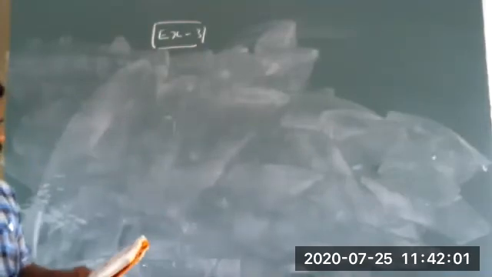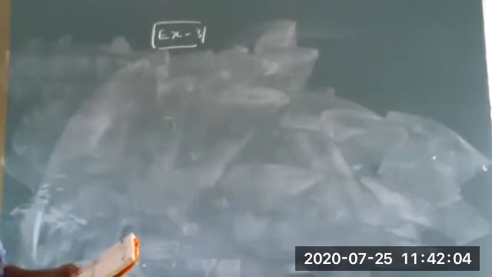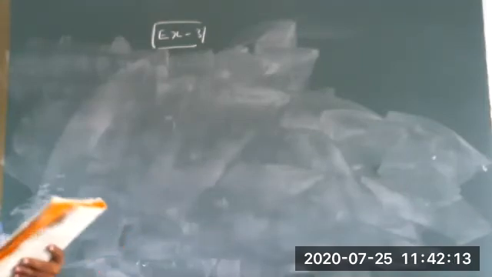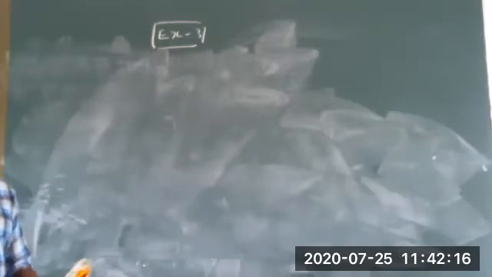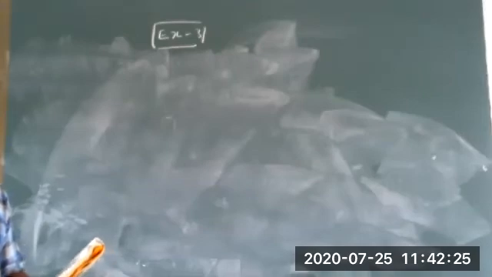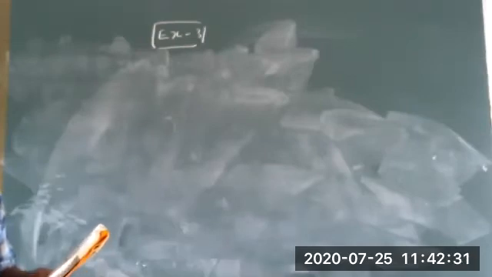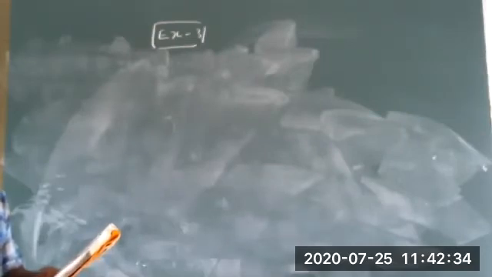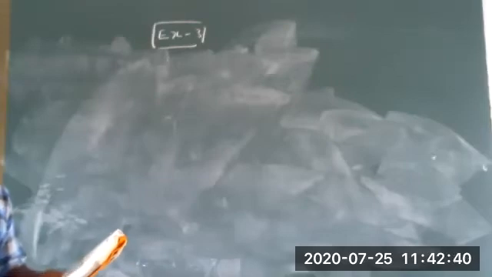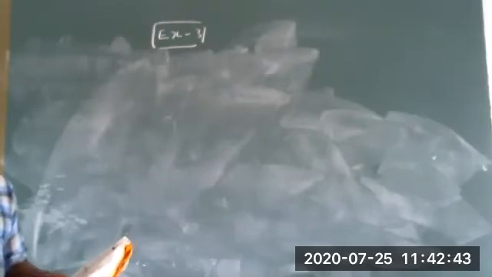A sum of 3000 rupees is to be given in the form of 63 prizes. If the prize money is either 100 rupees or 25 rupees, find the number of prizes of each type. So here the amount given is 3000 rupees, the total prizes given are 63, but there are two types of prizes. The first prize is worth 100 rupees, and the second is worth 25 rupees. So we have to find the number of prizes of each type: how many 25 rupees prizes and how many 100 rupees prizes.